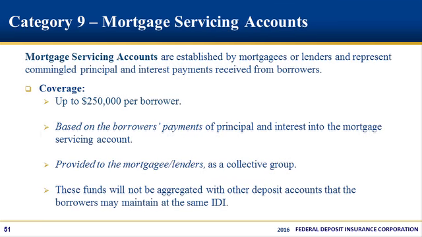Based on the regulation passed in 2008, the ninth category of deposit insurance coverage pertains to mortgage servicing deposits for principal and interest, or P&I payments. This category concerns accounts established by mortgagees or lenders and represents commingled P&I payments received from borrowers. The rule for Category 9 mortgage servicing accounts provides that commingled P&I payment accounts established by mortgagees or lenders are insured with coverage provided up to the SMDIA of $250,000 per borrower.